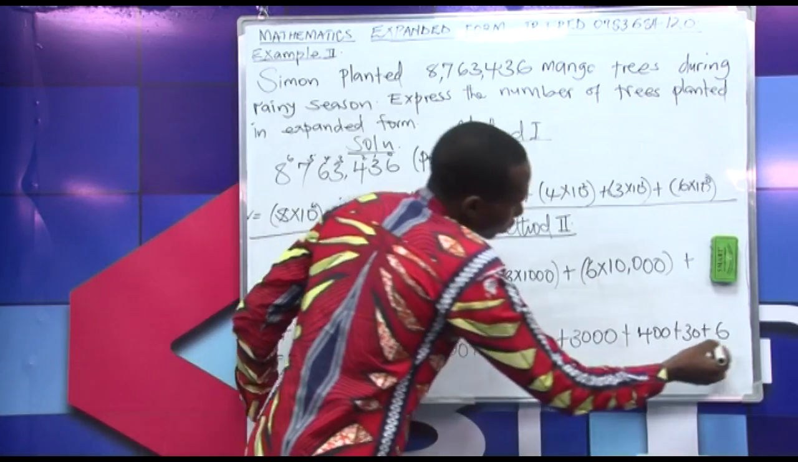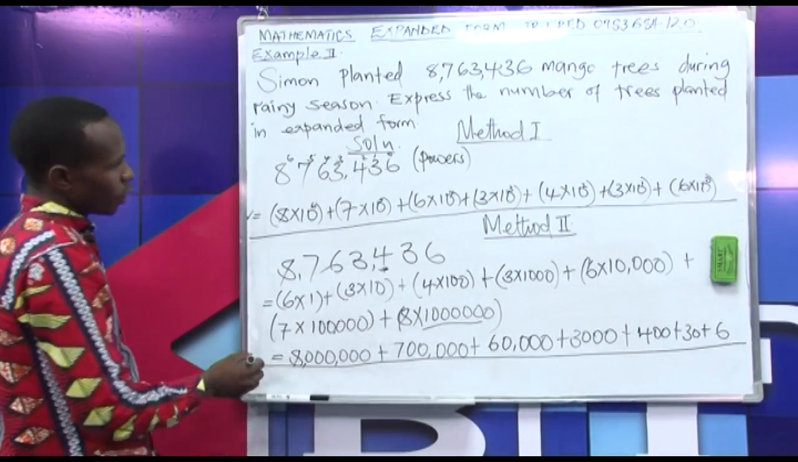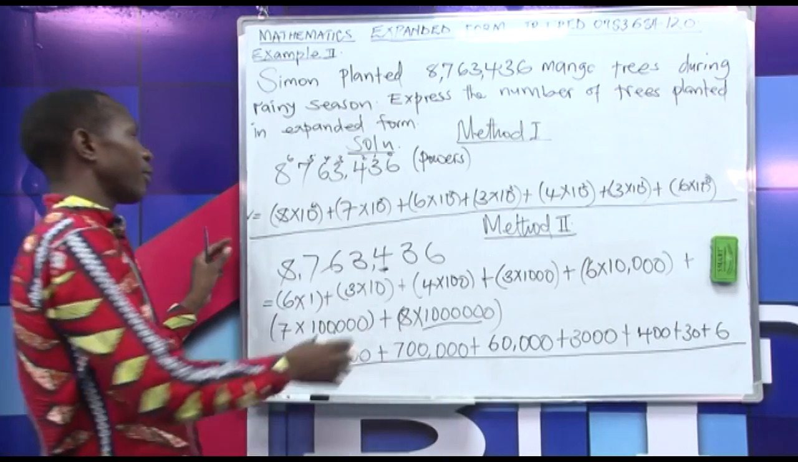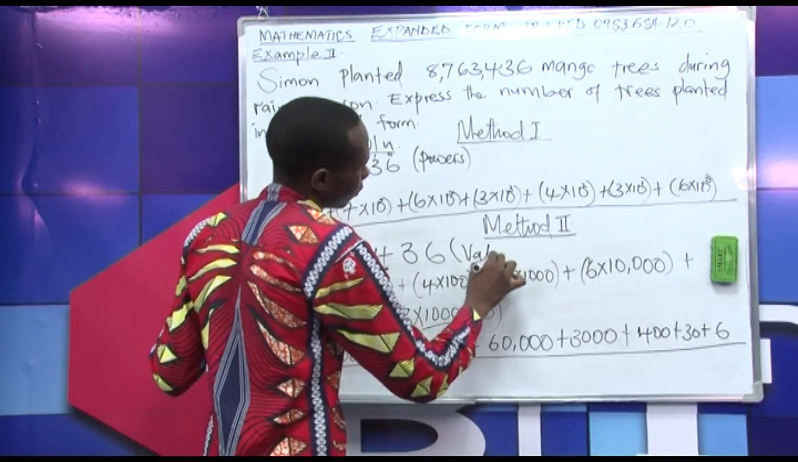All this is what we call expanded form. We have expanded the number using values. The first one was powers, then the second one we have used values.